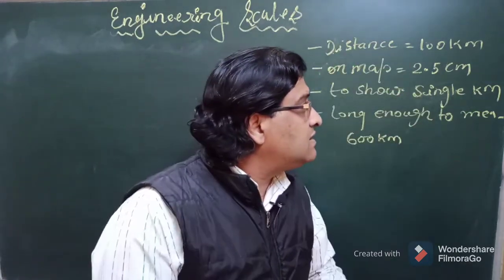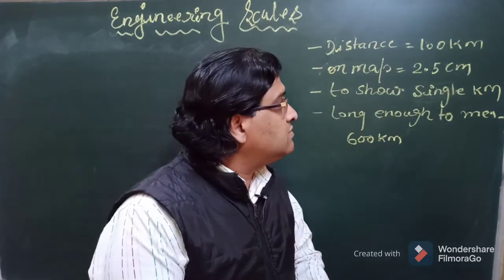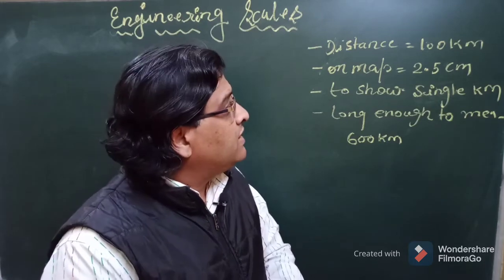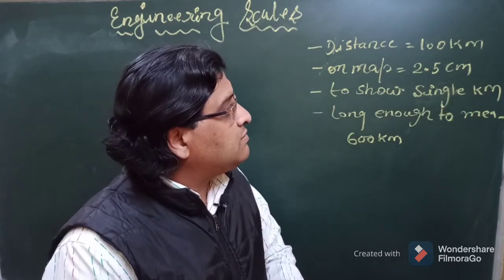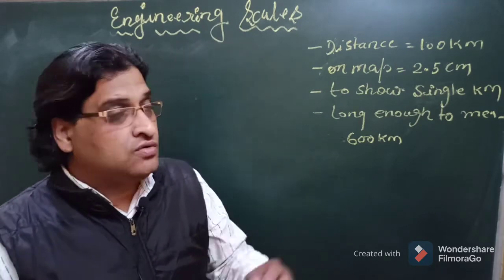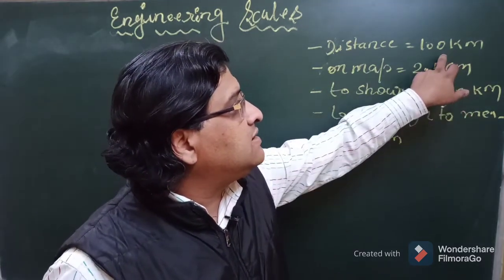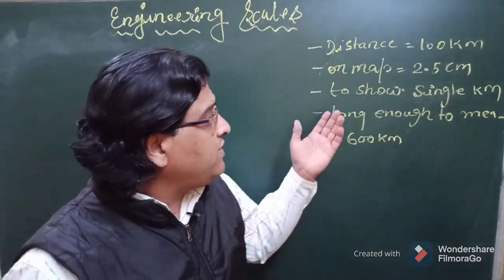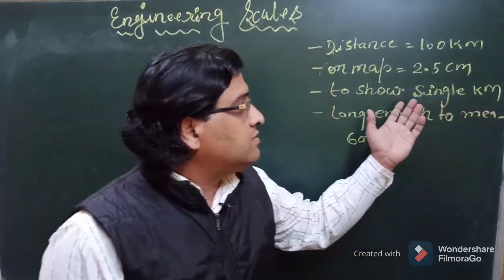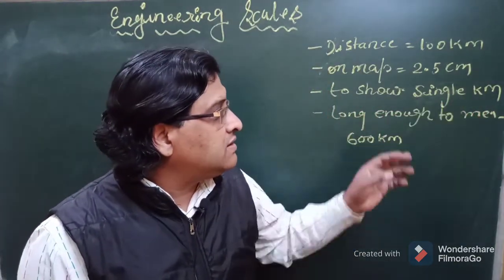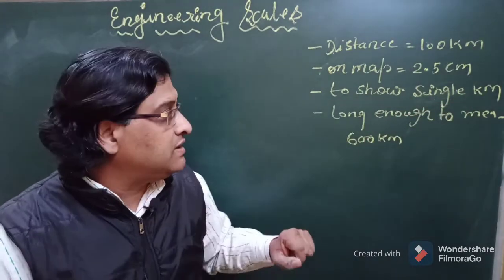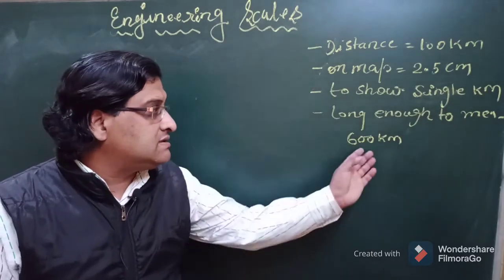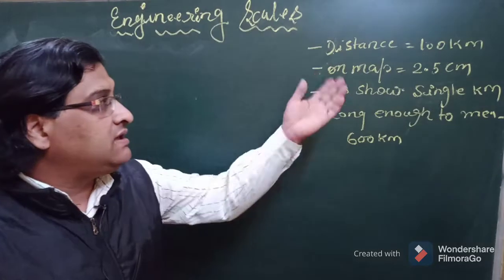Let us consider that these are the data provided to you for drawing a diagonal scale. The actual distance is given as 100 kilometer, and on a map, for example, it is represented by a 2.5 centimeter line. So it is the length on the drawing and it is the actual length. 2.5 is representing 100 kilometer. We have to draw the diagonal scale, or simply they will ask you that the scale should measure up to single kilometers, and the maximum distance which can be measured using that scale is 600 kilometer. All the data is given here.